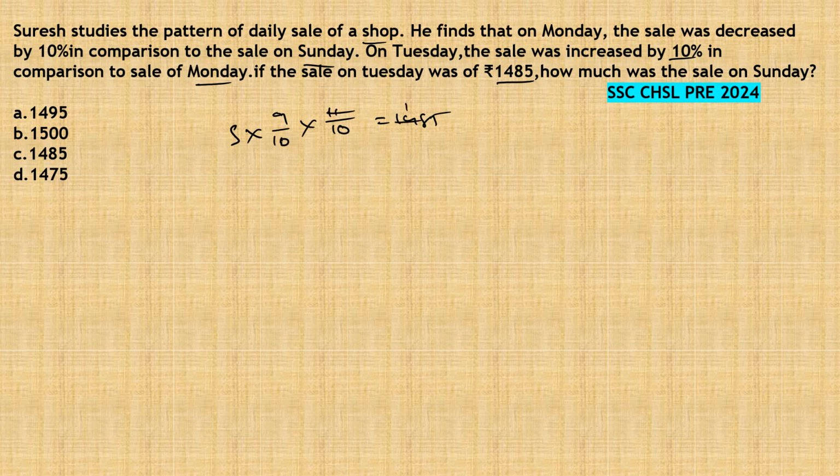11 ones are 11, 3 5s are 15, 9 ones are 9, 9 5s are 45. That is, the sale on Sunday was 15 into 100, that is 1500. Option number B.